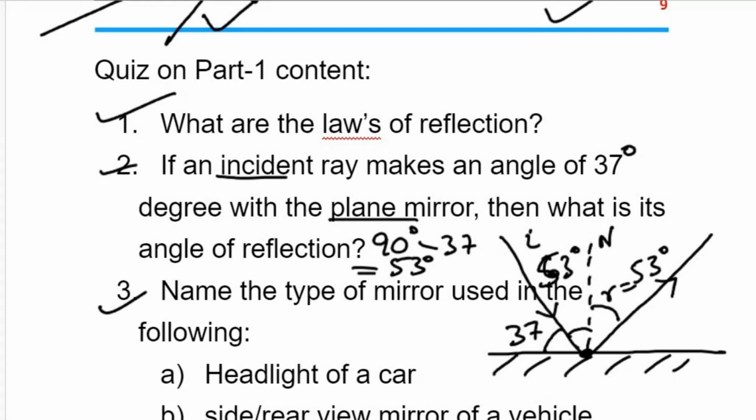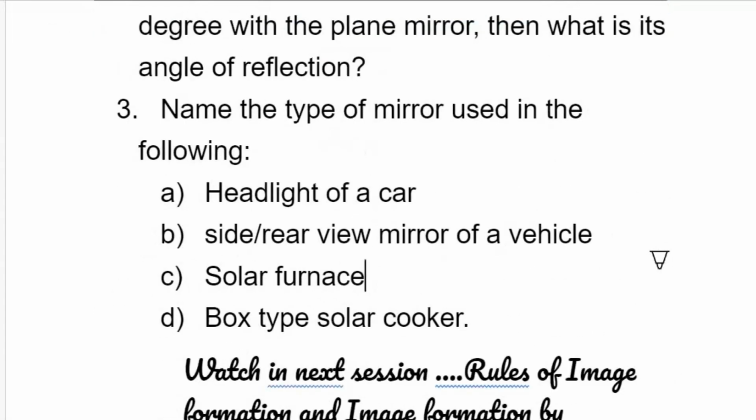Okay. The third one, name the type of mirror. Name the type of mirror used in the following cases. Headlights of a car. Headlight of a car is for focusing light. So concave mirror has the function of focusing light. So it is concave mirror.